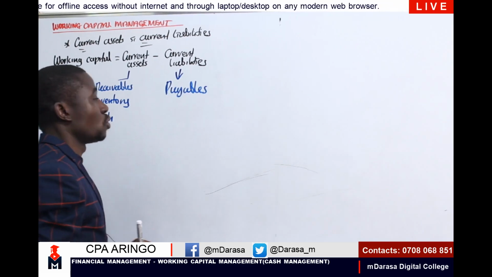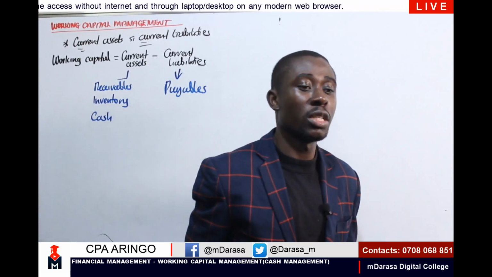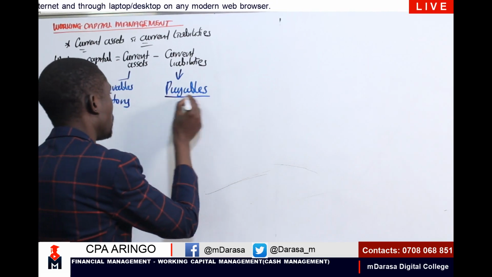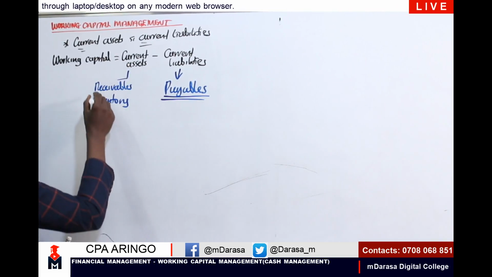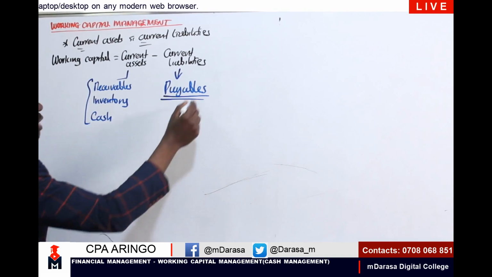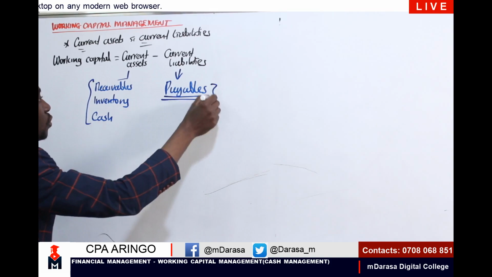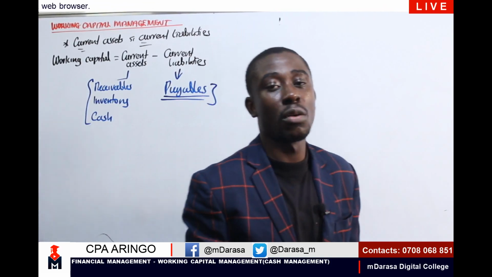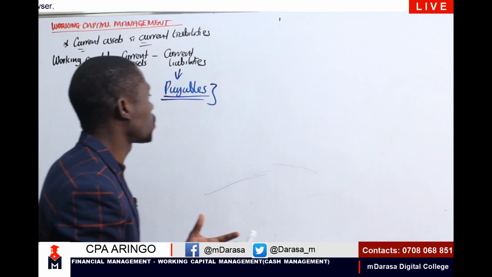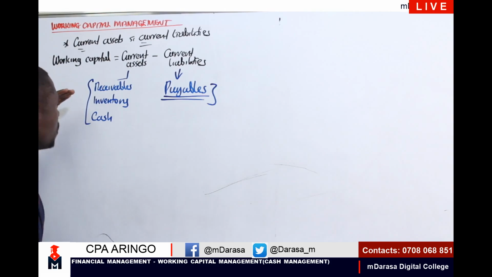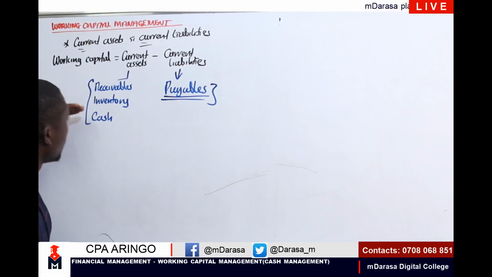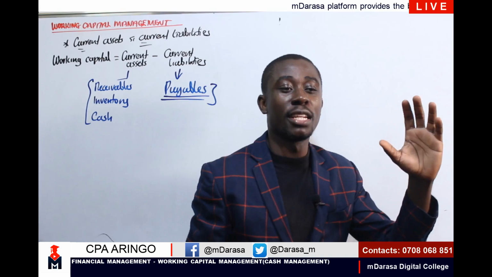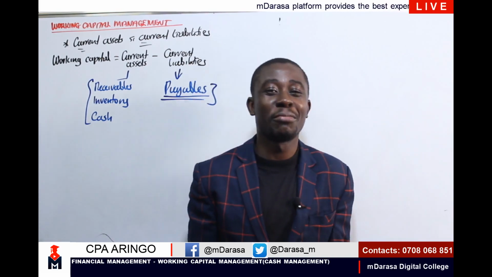Of course, you know very well current liabilities also constitute items such as overdrafts and other elements, but here basically we're talking of payables. So this is a category of current assets and a category of current liabilities. My good students, looking at the concept of working capital, it's a matter of seeing how we are going to manage our receivables, our inventory, our cash, and our payables. That is a summary of working capital management.